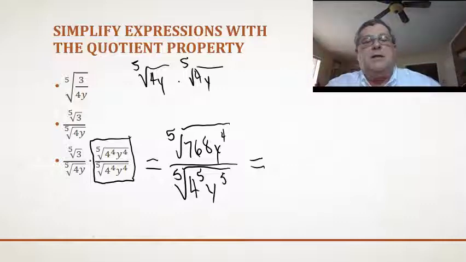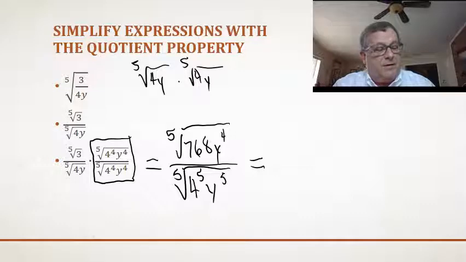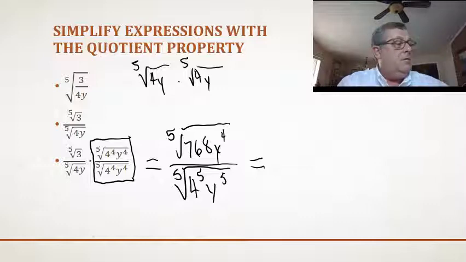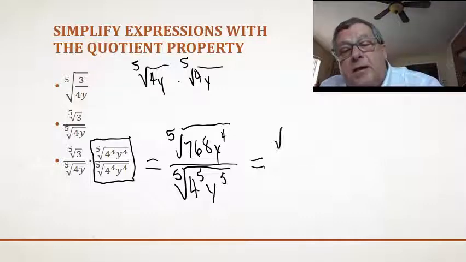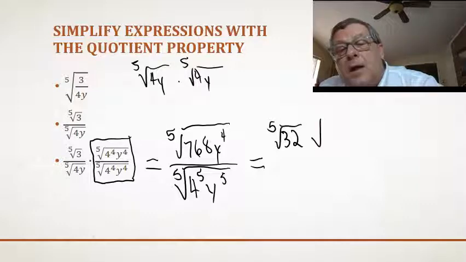Now I want to see, can I take 768 and divide it by 32? And it turns out I can. And it's going to leave me with 24. So I can express this now as the fifth root. Let's do it like this, I'll do it one step at a time. Fifth root of 32 times the fifth root of 24 y to the fourth.